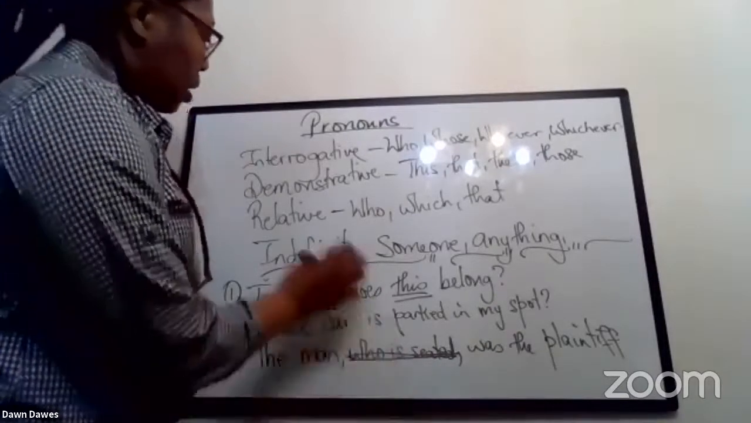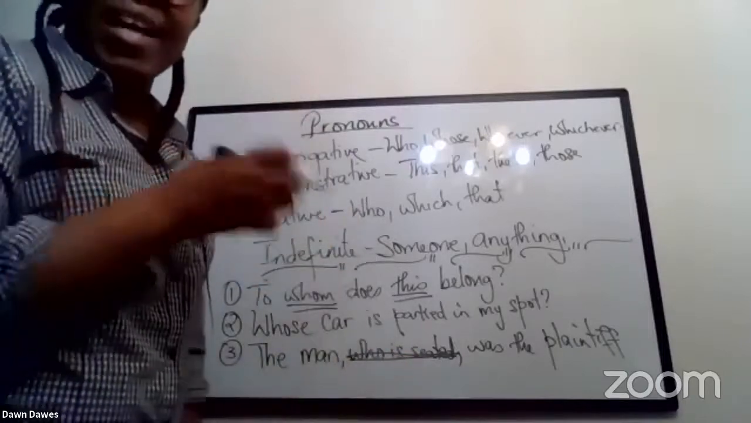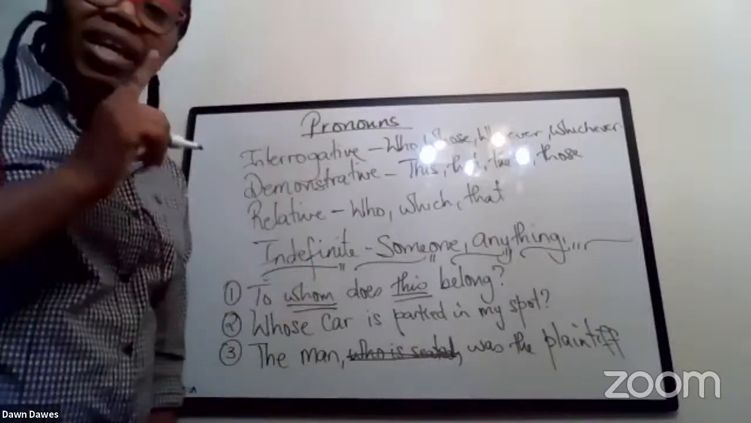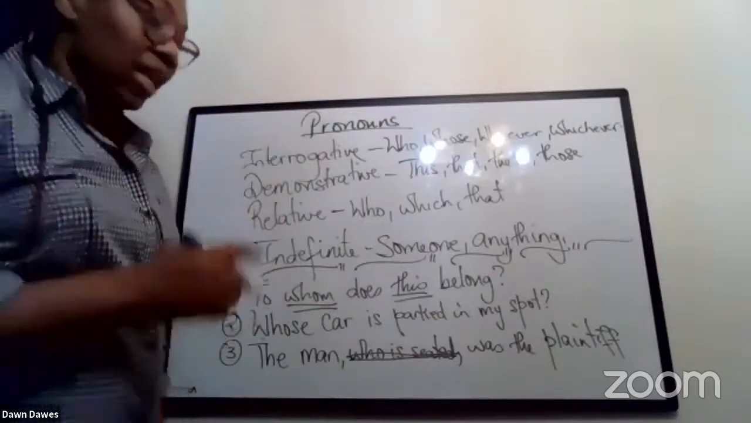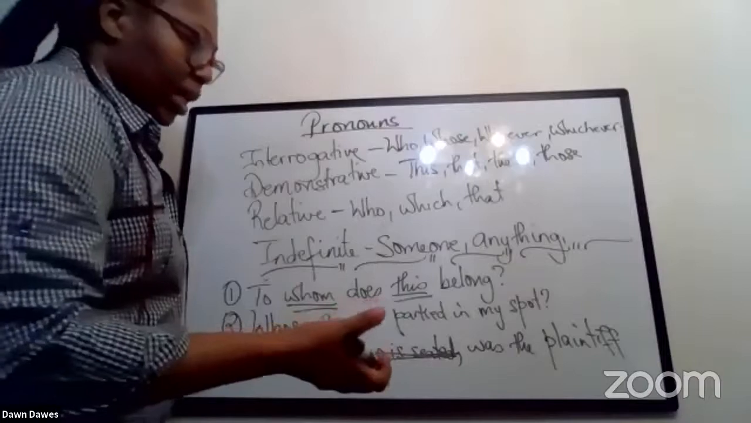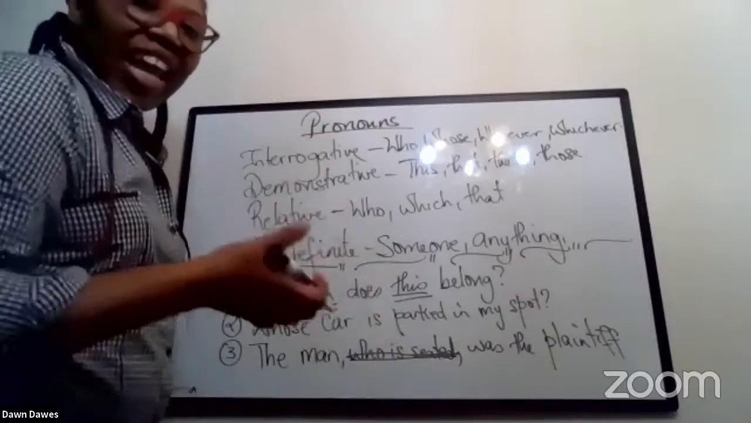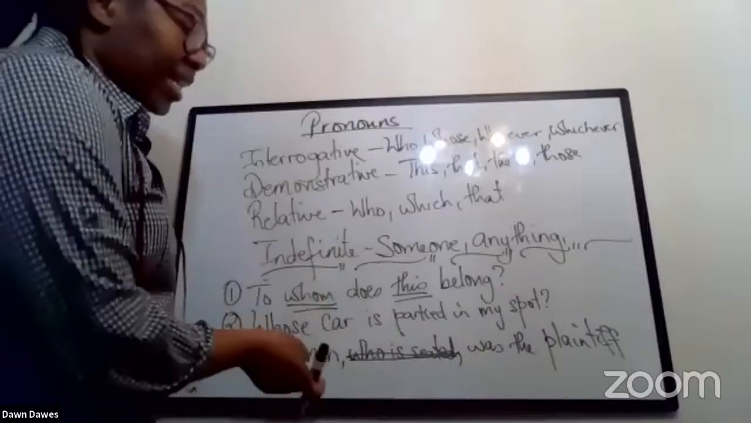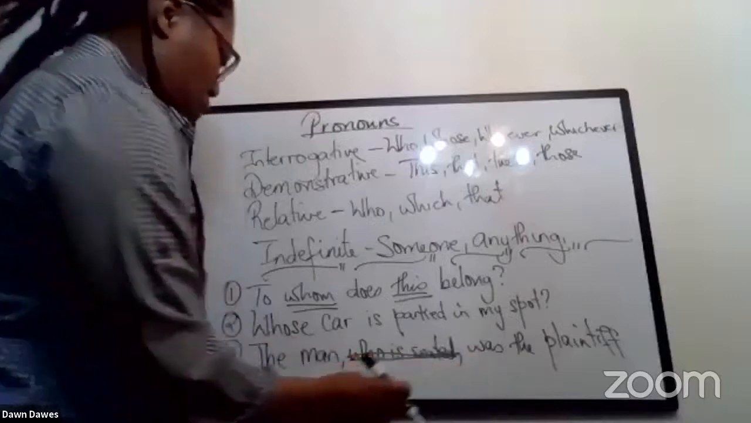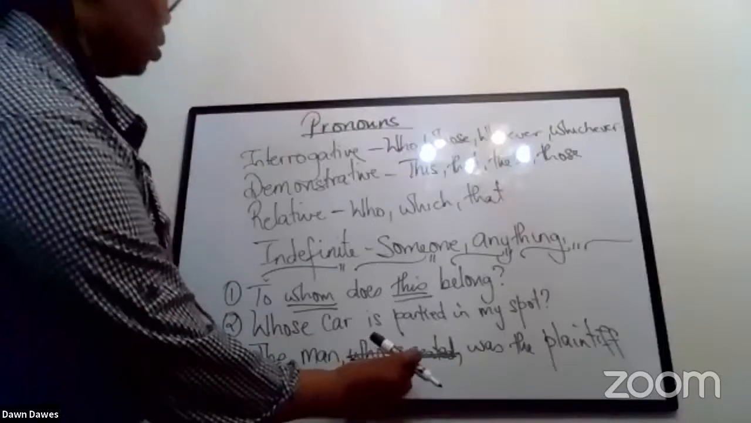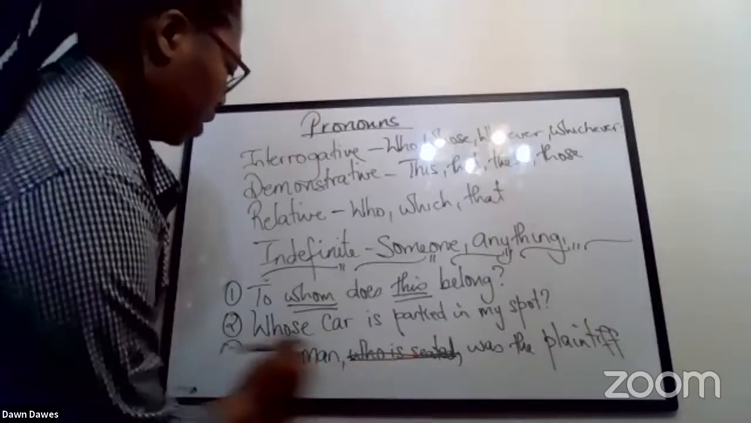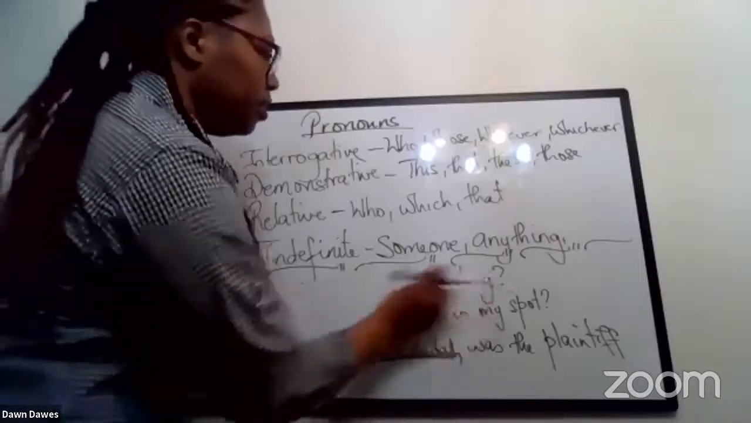So you find that the relative pronoun, 9 times out of 10, if not at all times, starts the subordinating clause, the dependent clause. Because who is seated? It does not say anything by itself, but what does it do? It gives you more information about the man. So it modifies the rest of the sentence. Okay, yes, right there. We can do 2 more examples.